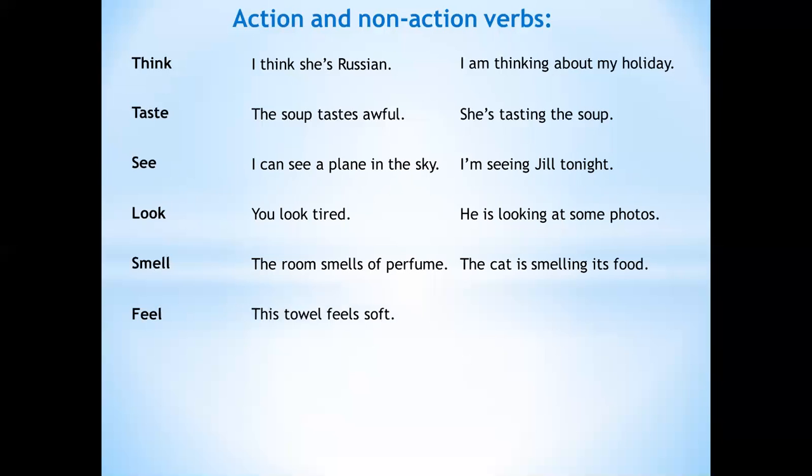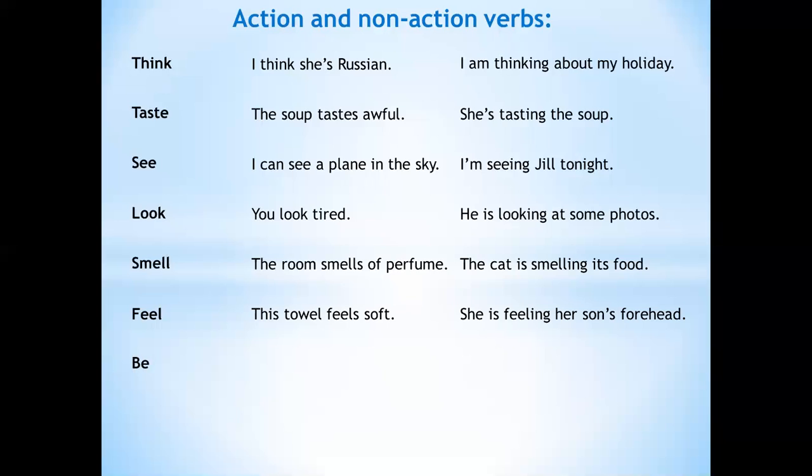Feel: this towel feels soft. It has this texture. But in the sentence, she's feeling her son's forehead, which means she's touching it to find out his temperature. We use present continuous.